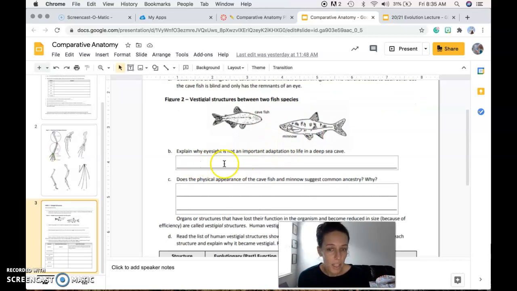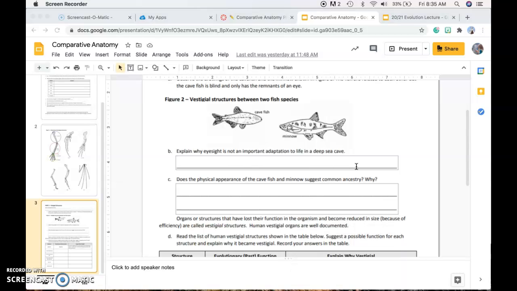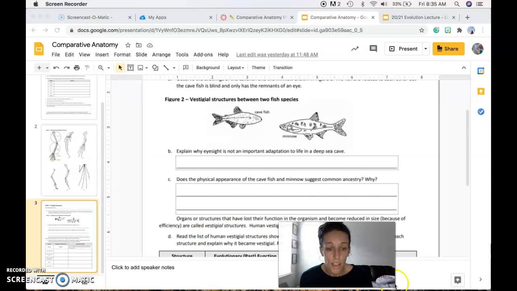So explain why eyesight is not an important adaptation to life in a deep sea cave. Think about deep sea. Is there any light in a deep sea cave? Assuming that there is no light in a deep sea cave, do you need eyes at that point?